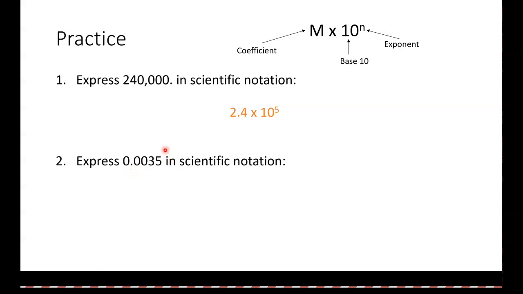And then for this number here, we know that our coefficient is going to be 3.5. And then we count how many times we move the decimal place to the right. Because we have to move the decimal place to the right and this number is less than 1, we know it's a negative exponent. So we get 3.5 times 10 to the negative third.